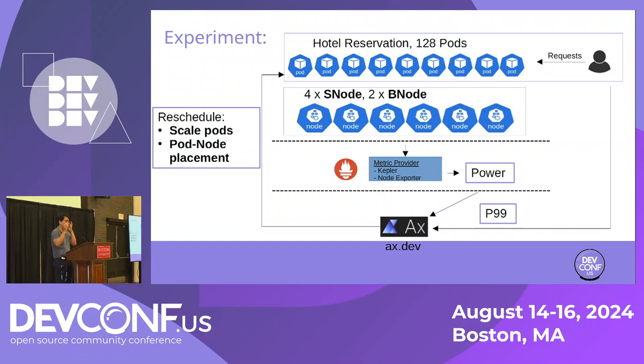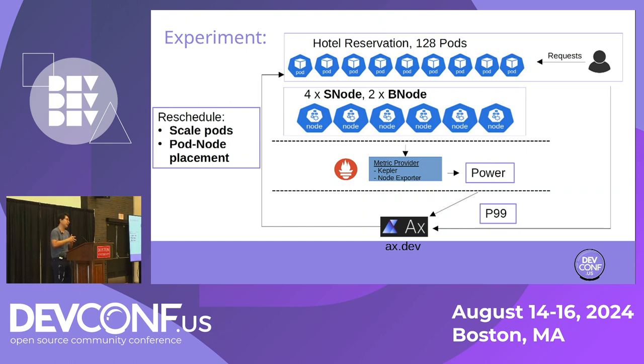It's the same as before, right? So here we're running about 128 pods of the hotel reservation benchmark. And our cluster consists of six nodes, right? So four of the lower end nodes and two of the higher end nodes. And for the workload, the requests that are coming in are going to be hitting these pods. So the way this really works is that there's a workload generator. That's where the client is. It's going to be generating work towards this. And occasionally, it's going to be writing out what its P99 latency is.